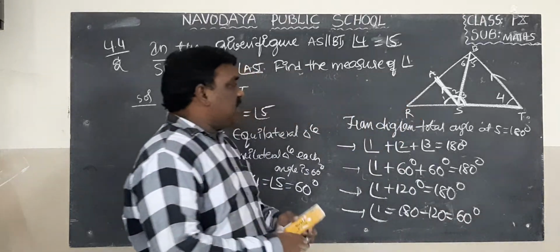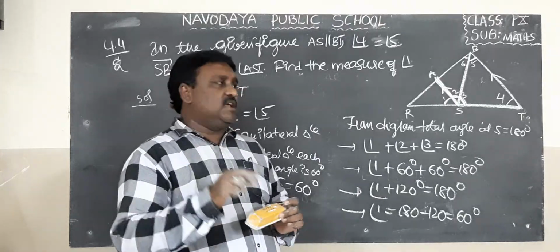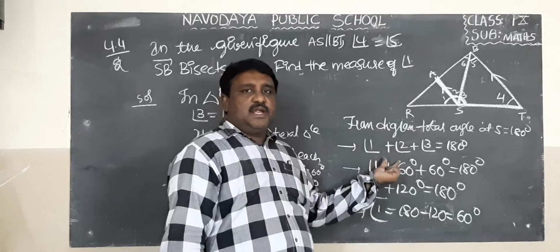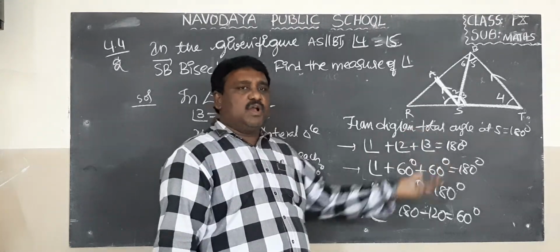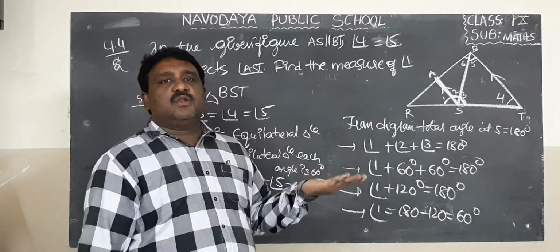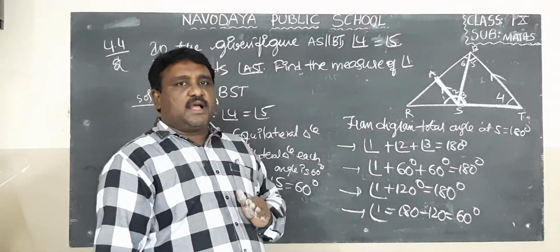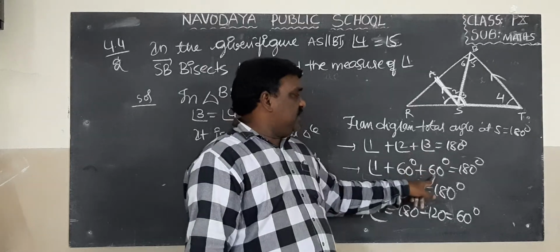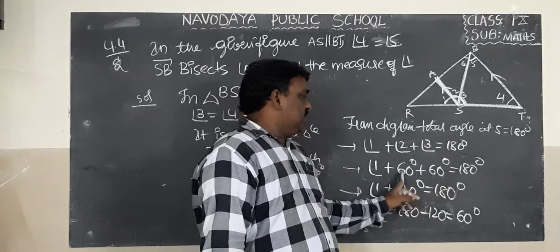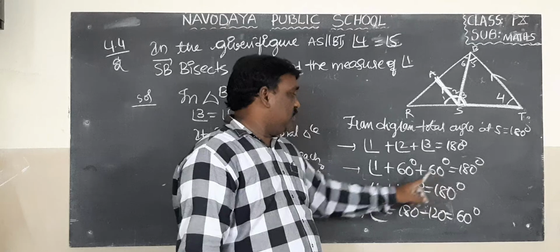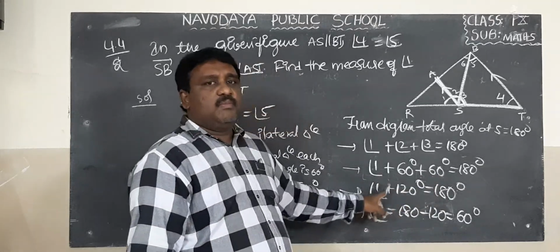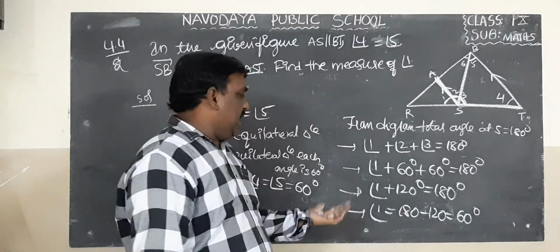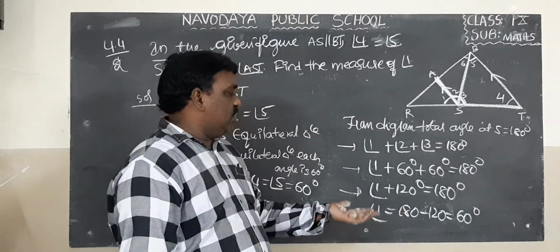Okay? So from the diagram, total angle at S equal to 180. What are the angles at S? Angle 1 plus angle 2 plus angle 3 equal to 180. We know angle 2 and angle 3 both are equal according to equation 2. Angle 1 plus 60 plus 60 equal to 180. 60 plus 60, 120. Angle 1 plus 120 equal to 180. 120 is moving across. Angle 1 equal to 180 minus 120, 60.